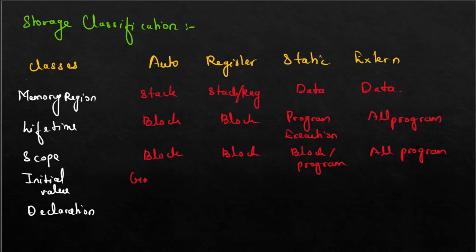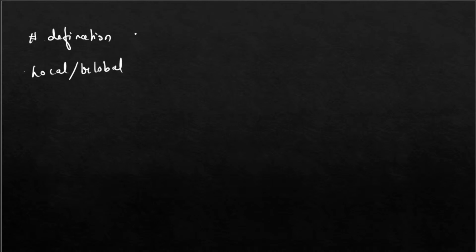Initial value is a garbage value for auto and register, and 0 and 0 for static and extern. Declaration is 1 for auto, 1 for register, and greater than 1 for static and extern. After that, number of definitions: 1 for auto, 1 for register, and greater than 1 for the others. Local or global: auto is local, register is local, static is local or global, and extern is global as well.